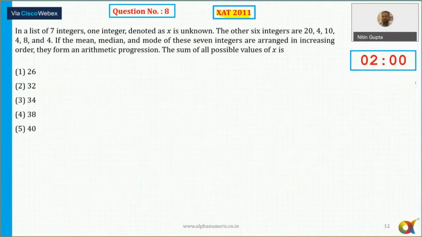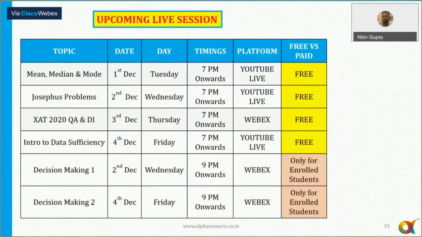Also, I have already shared the plan with all of you. Yes, these are the upcoming live sessions here. We have done mean, median, and mode today. Tomorrow I am going to discuss the Josephus problems. It is a very interesting problem. I'll discuss all the possible variations of this also. The Josephus problem is something like this: there are several people standing in a line, and every second person is getting killed, or every third person, or every fourth person. So who survives? Something like that.